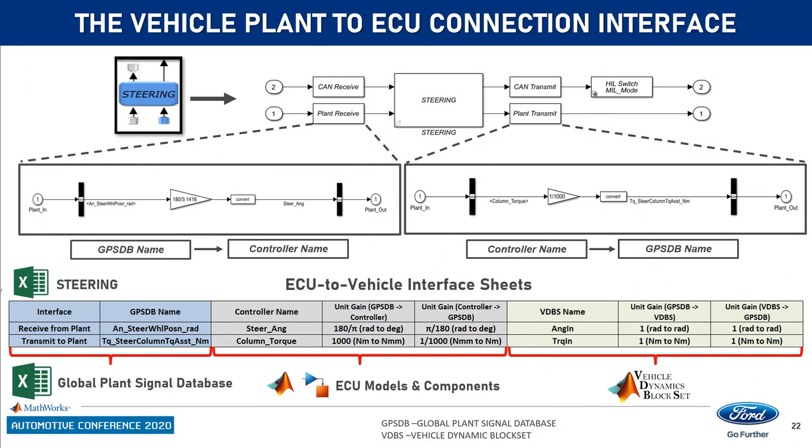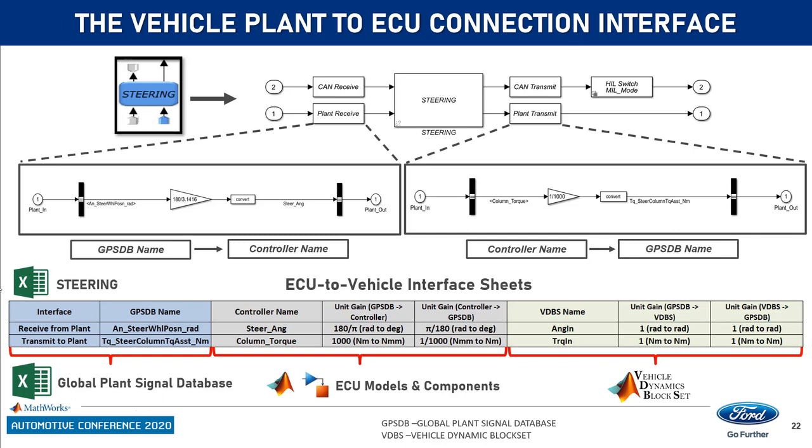It was touched on briefly in the previous slide, but what is a plant interface sheet? The plant interface sheet contains the mapping between the controller, GPSDB signal name, and the desired vehicle dynamics model. In this example, the MathWorks developed Vehicle Dynamics Blockset, or VDBS. The steering controller in this example has an input signal, steer ang, with units in degrees. The signal coming into the plant receive block is the GPSDB signal, ang steer wheel position in radians.